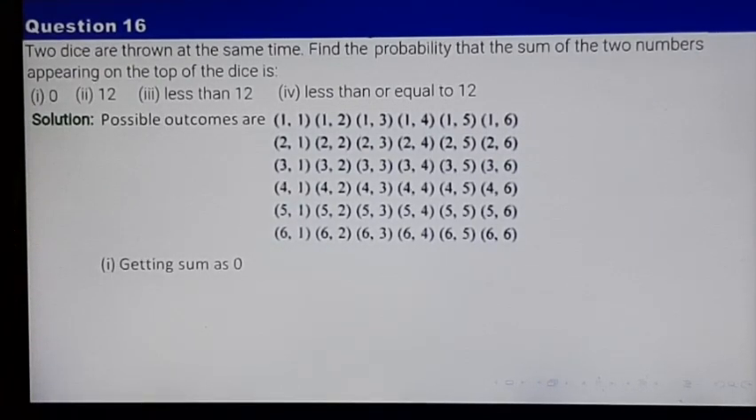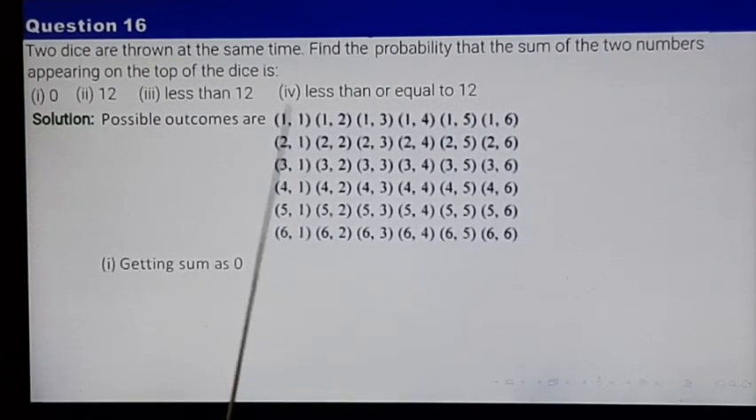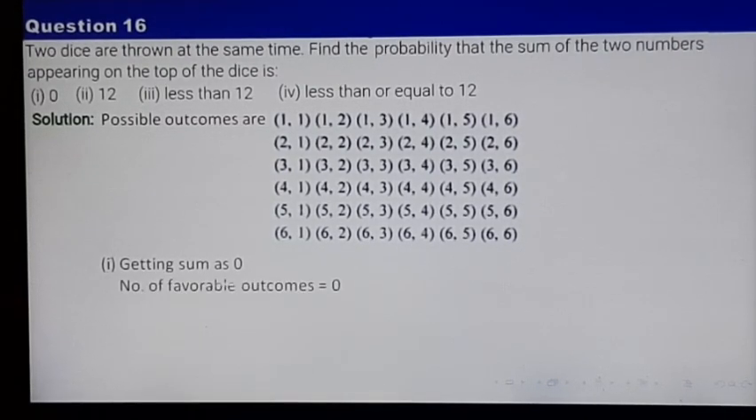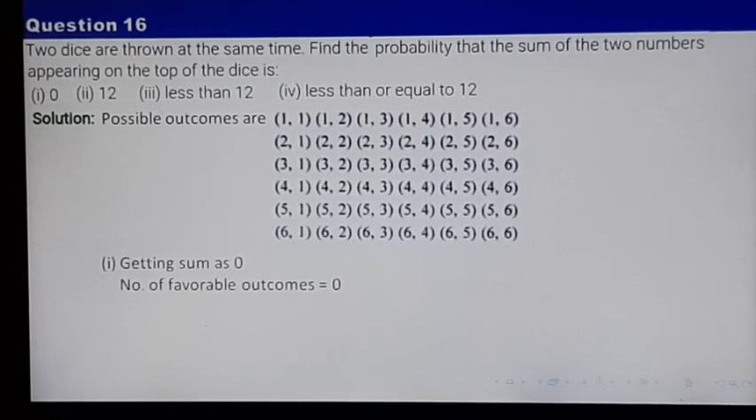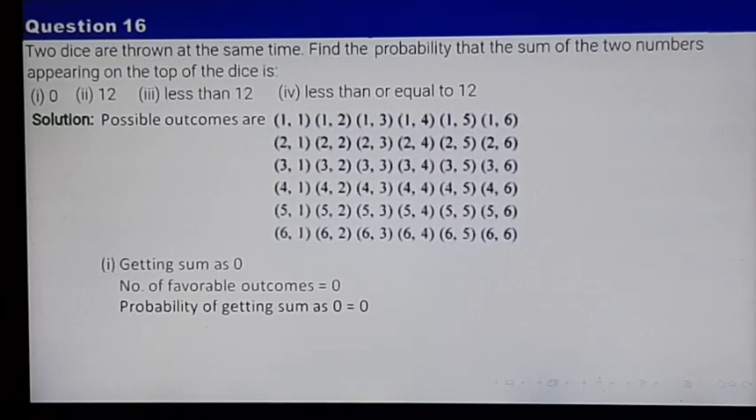So our first case is getting the sum to be 0. Now if you add each of them, you won't get 0, right? Do you get a 0 when you throw two dice together? No, right? So you don't get the sum to be 0. That's why the number of favorable outcomes here is 0, so the probability is going to be 0 here. Okay, so we are done with the first case.